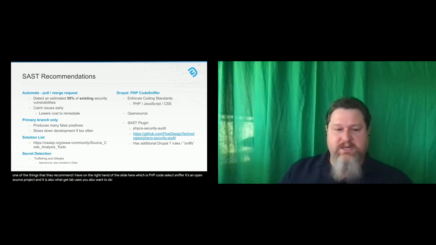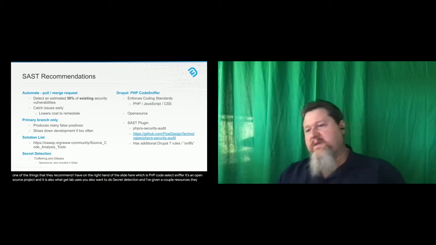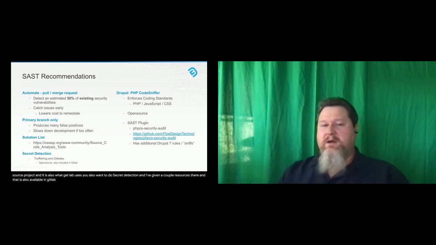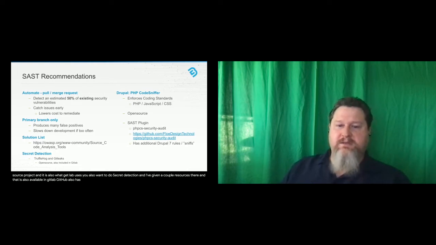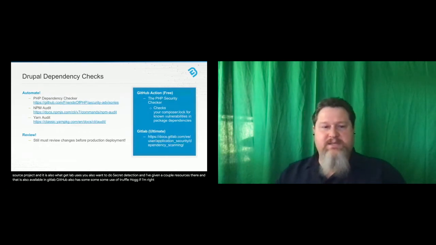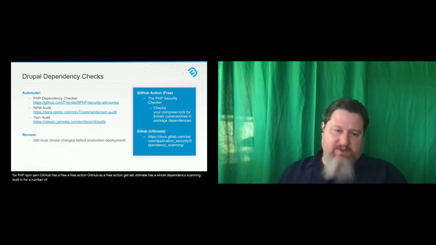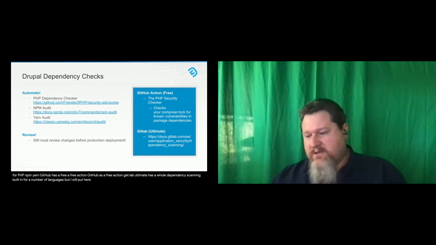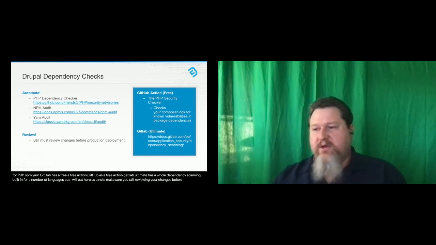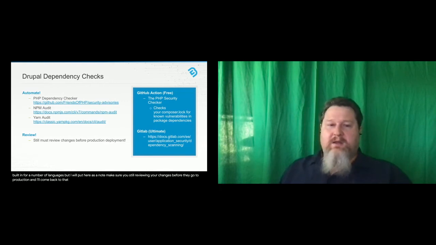You also want to do secret detection, and I've given a couple of resources there, and that is also available in GitLab. GitHub also has some use of Trufflehog, if I'm right. When we talk about Drupal dependency checks, there's a couple of resources there for PHP, NPM, and Yarn. GitHub has a free action. GitLab Ultimate has whole dependency scanning built in for a number of languages. But I will put here as a note, make sure you still are reviewing your changes before they go to production. And I'll come back to that a little bit later.